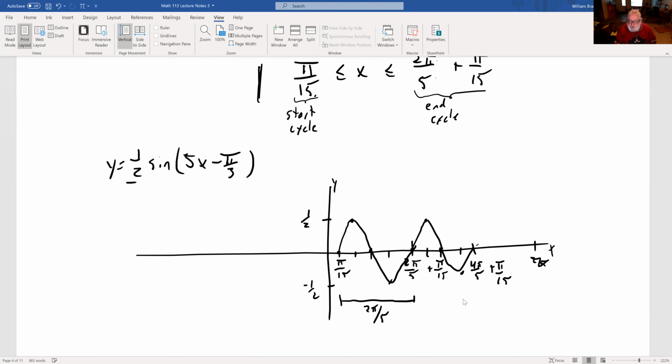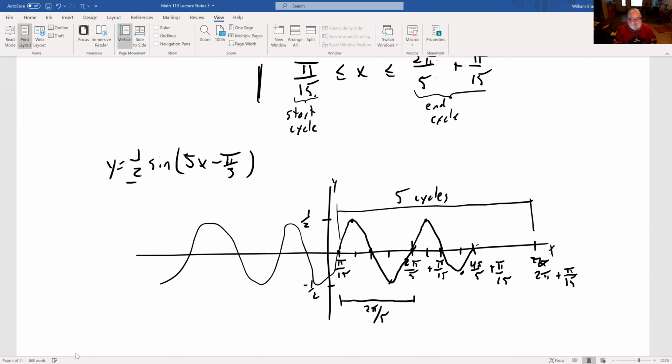5 cycles later, you get to 2 pi plus pi over 15, and that'll take you from here to here, and you'll have 5 cycles in there. And the graph continues back this way. Sine graphs all look the same. You just have to figure out where those 5 special points are and how they get mapped. And so there's a graph of 1/2 sine 5x minus pi over 3.